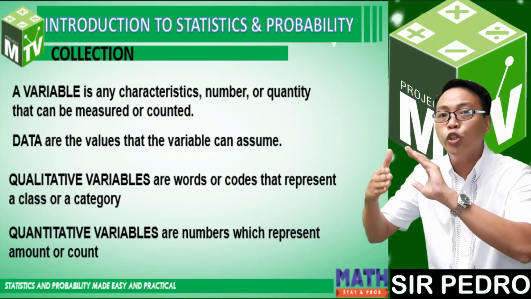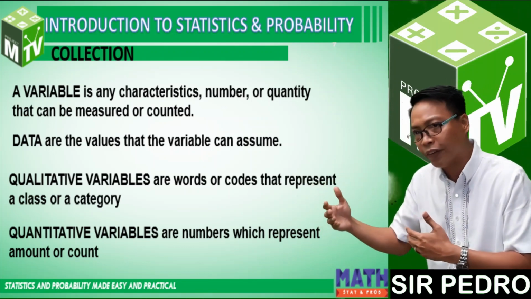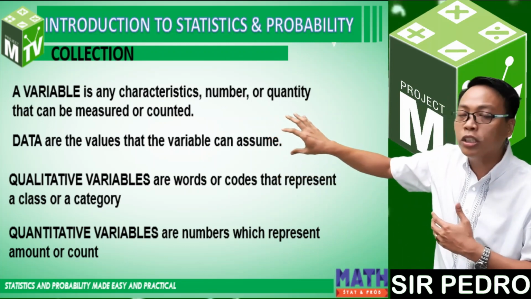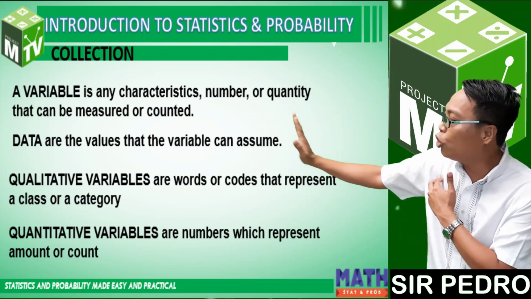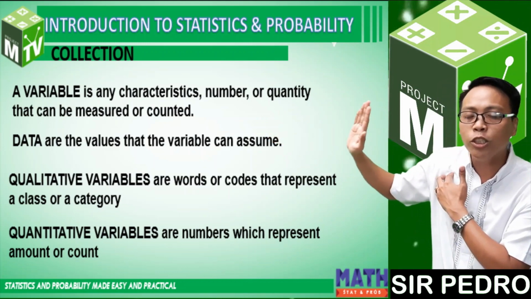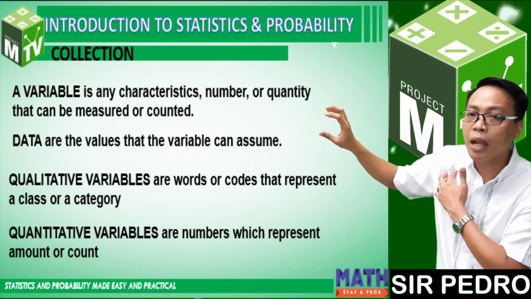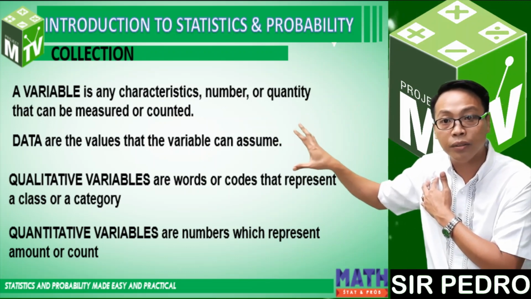As opposed to numbers that do not represent amount or count. I would like to clarify this one. Year level is qualitative because it talks of category. It does not necessarily mean that if you talk of numerical value, it is already a quantitative variable. Since year level does not represent any unit of measurement, therefore year level is a qualitative value.